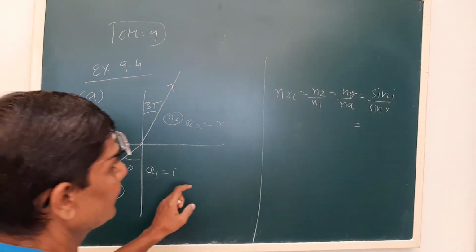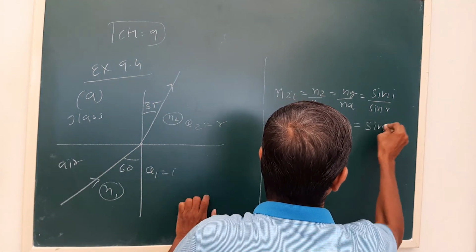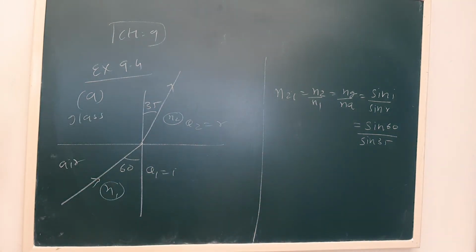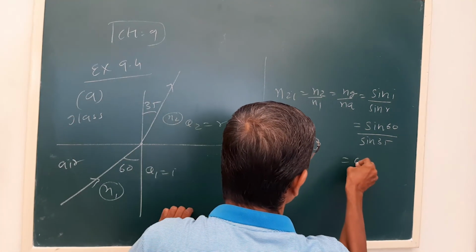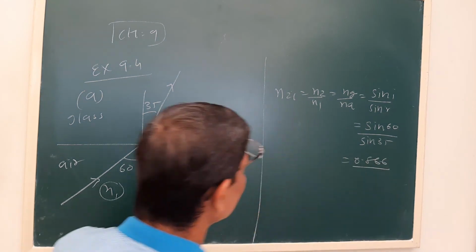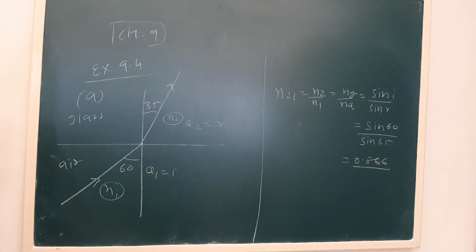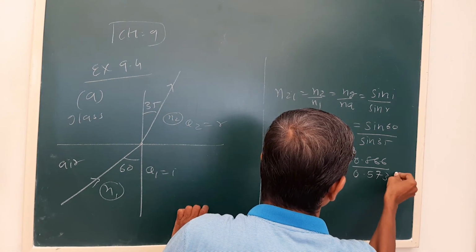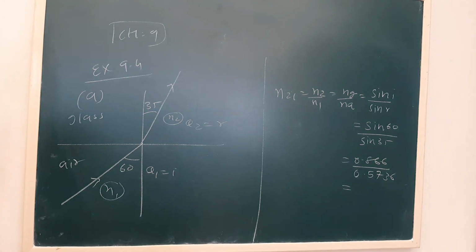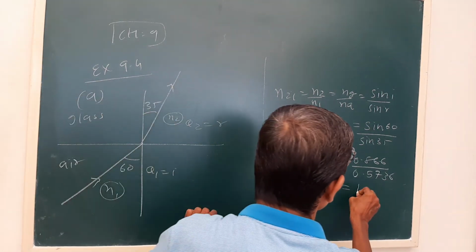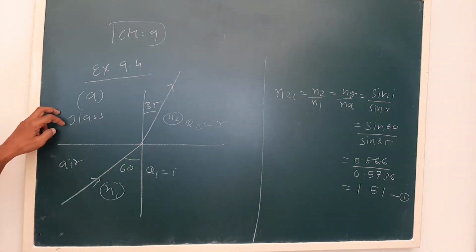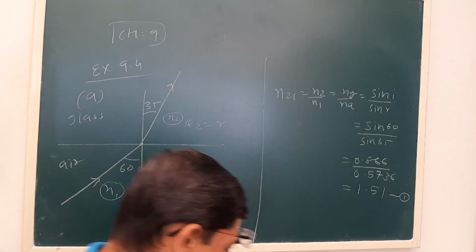I is 60 degree, R is 35. Now see natural sine, the value is 0.866 upon sin 35. If you see in the tables, we get 0.5736. Now this we can obtain from the log table or natural sine table, it turns out to be 1.5. So when the ray travels from air to glass, we get the refractive index as 1.5.